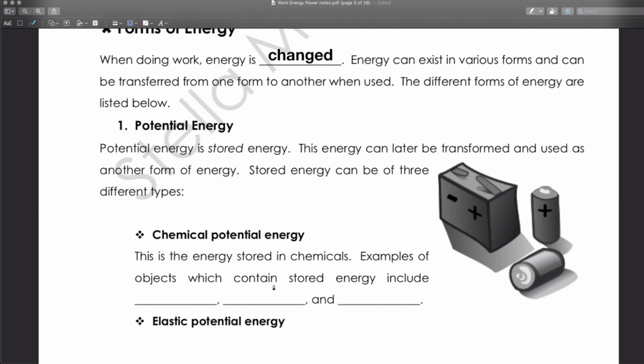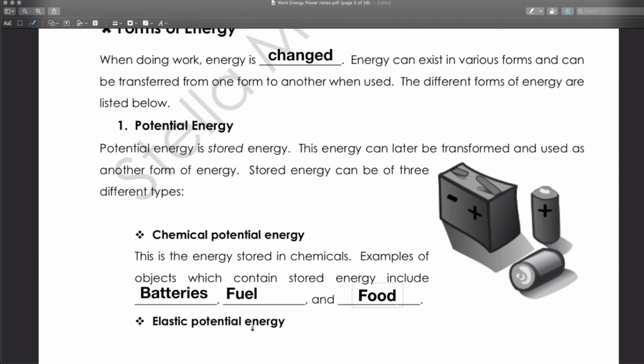Examples of objects which contain stored energy include, can you think of three examples? The first hint is in the pictures. Batteries are a store of chemical energy. Fuel is another store of chemical energy which we use for cars or other vehicles. And the fuel for our own body, food. All of these are energy that is stored in chemicals. For the energy in these three examples to be released, there has to be some form of chemical reaction.